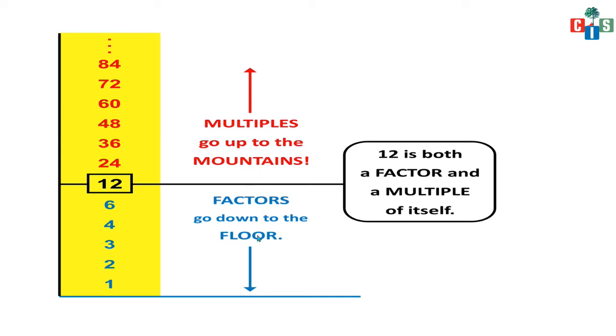Now see students, first of all, the factors, I have given you this formula. Factors go down to the floor. Factors will go down and multiples will go up to the mountain. Multiples will go up. Now factors are the part of the number and multiples are... I can say you can get multiples by having more units of the number.